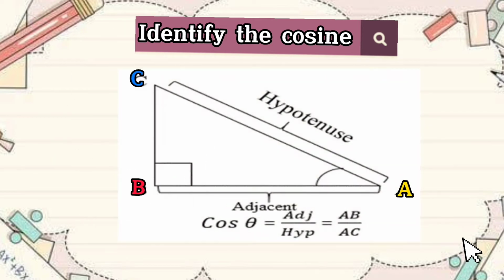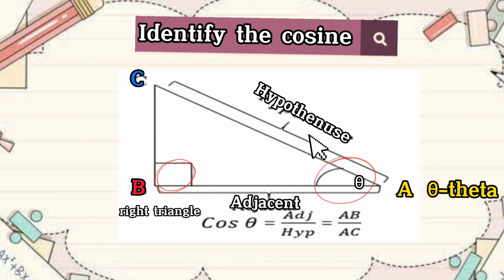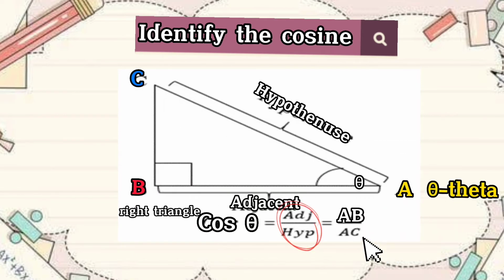Like for example, in a triangle ABC, the angle A is our theta and the line segment AB is adjacent. Why? Again, dahil ito yung in-between of our right triangle and our theta. While ano naman ang ating hypotenuse? Great, it's AC. So, cosine theta is equal to adjacent over hypotenuse. At kung isa-substitute natin sa given triangle natin, our cosine A is equal to AB over AC.